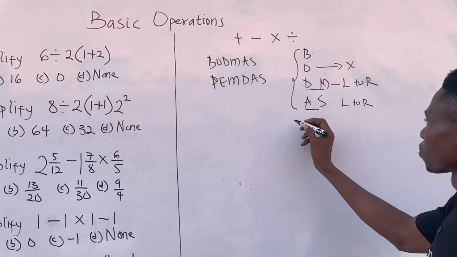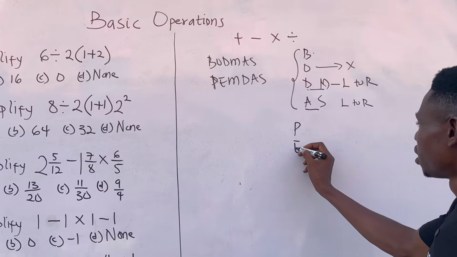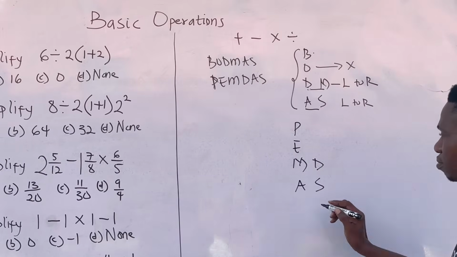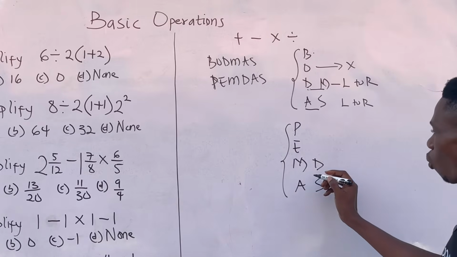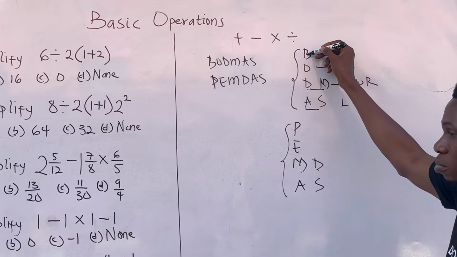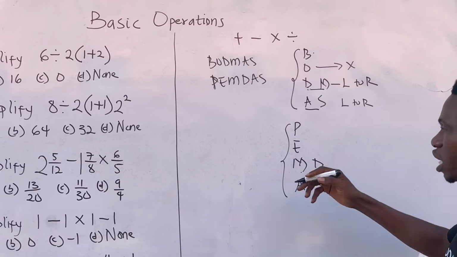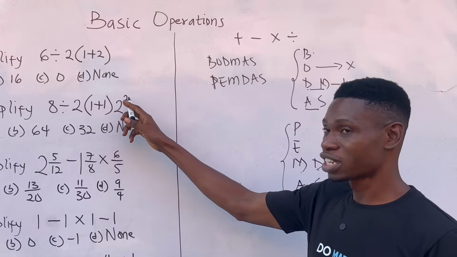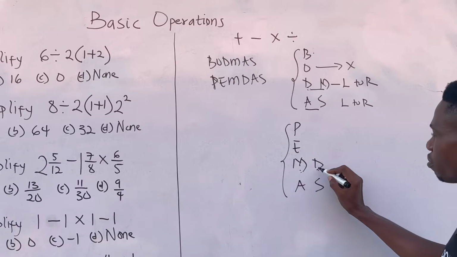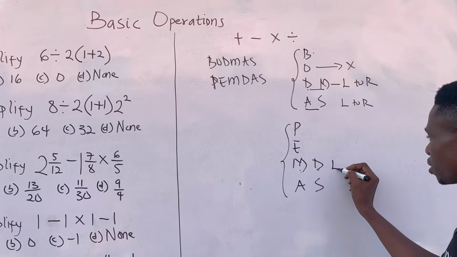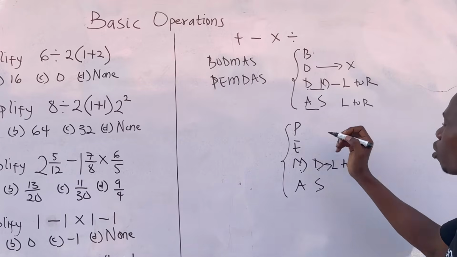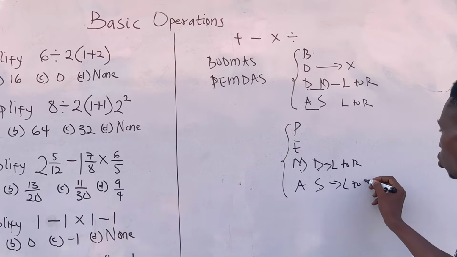Now the other one, PEMDAS. P-E-M-D-A-S. Same thing, when you have multiplication and division, you go from left to right. P is for parentheses, which is brackets. The E is for exponents. Like if you look at number 2 now, you have an exponent here. So from multiplication and division, the same degree, you go from left to right. And when you have addition and subtraction, just like in the BODMAS, you go from left to right.